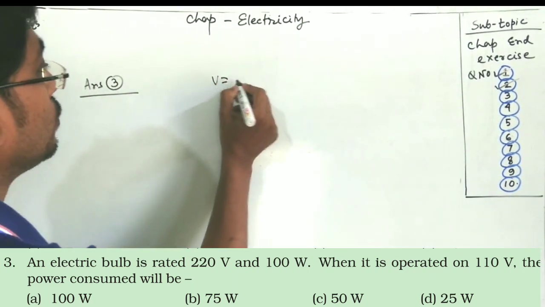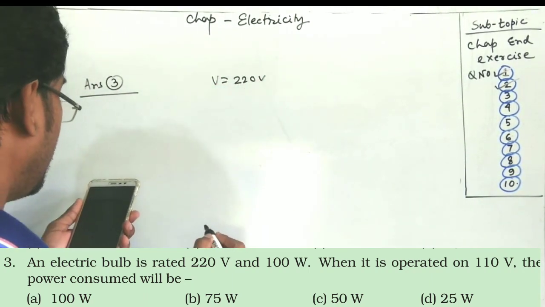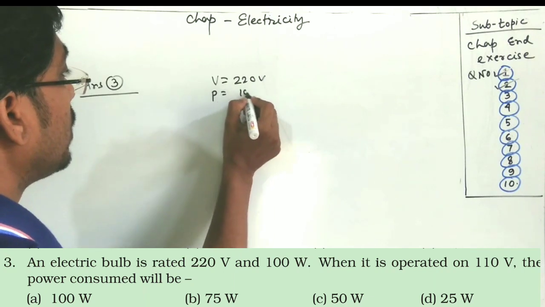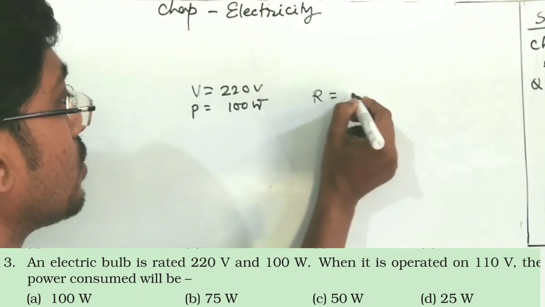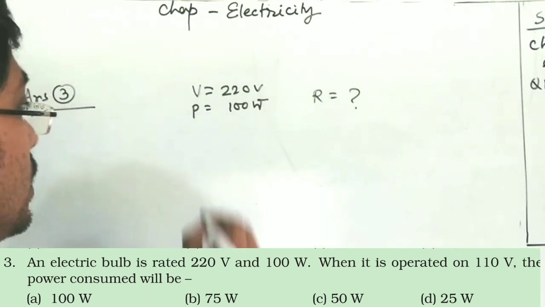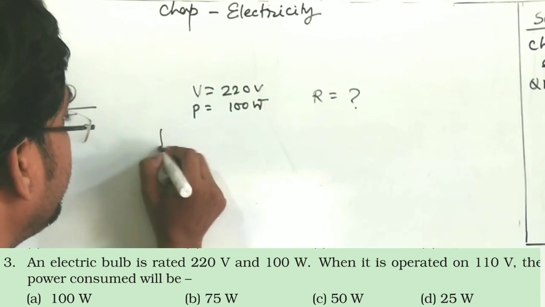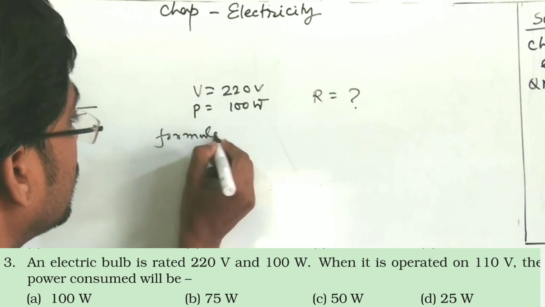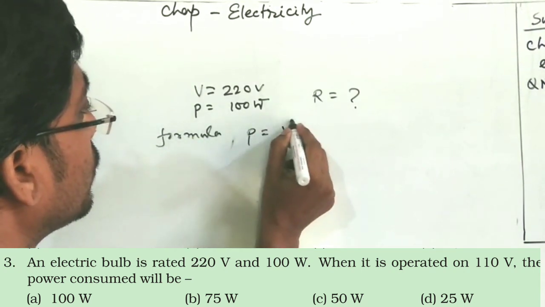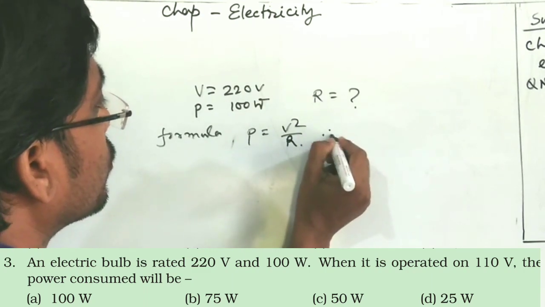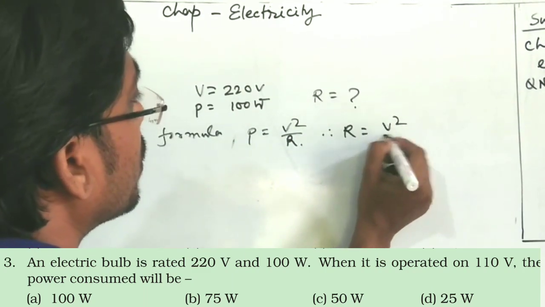Voltage is 220 volt and power is given, P is equal to 100 watt. So you have to find out the resistance R. Then there is a formula, P is equal to V square by R. So R will be V square by P.